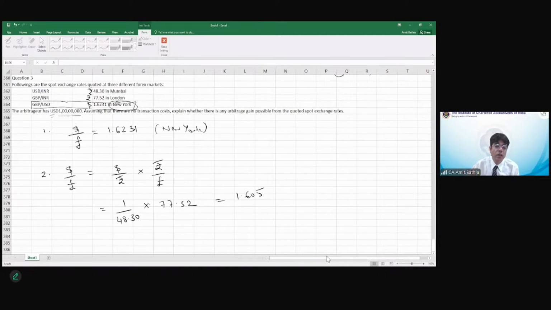Now, since both the rates are not the same, is an arbitrage opportunity possible? Yes. Remember, in both the cases your quoted currency is pound. Pound is quoted in New York at 1.6231 and it is quoted at 1.605 when you go through INR, that is from Mumbai, and then go to London and buy the foreign currency. So you will get it cheaper. Will you buy it this way or will you sell it over here? What will be your strategy?